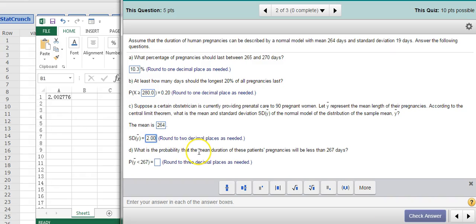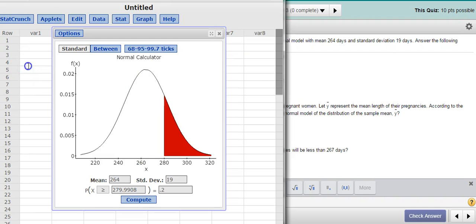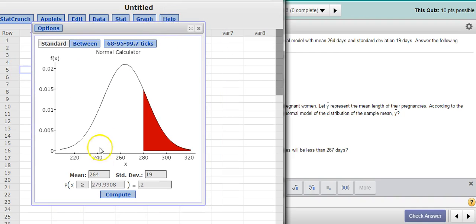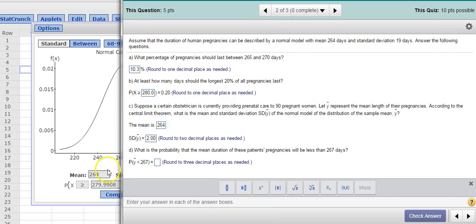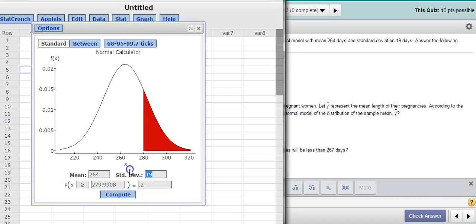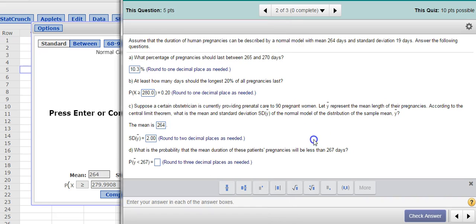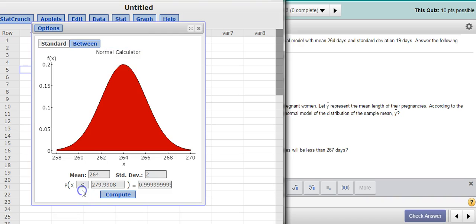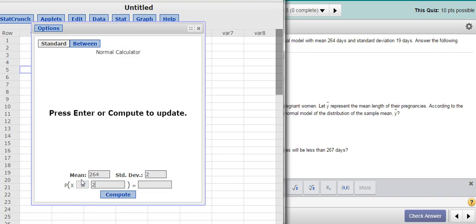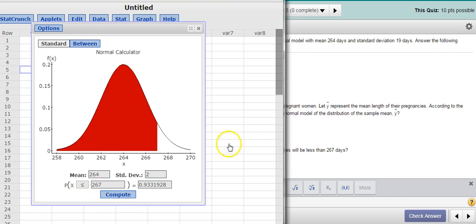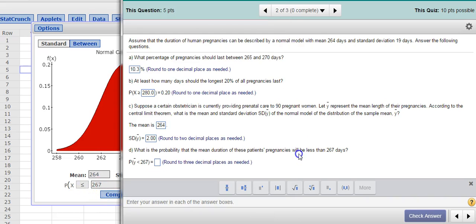So what is the probability that the mean is less than that? When you go to StatCrunch, you're going to find the normal model for the mean. As we found before, the mean doesn't change, but our standard deviation changed to 2. And now you want to find the mean is less than 267. So you can change that to less than 267. We compute.